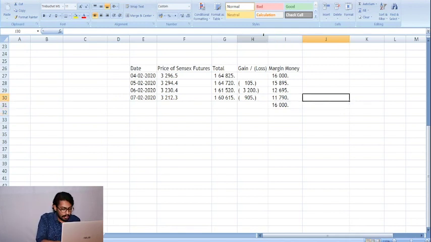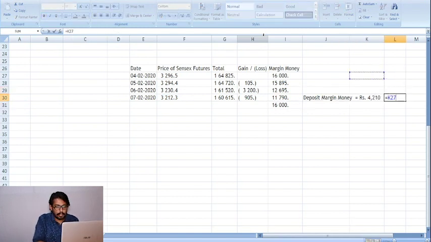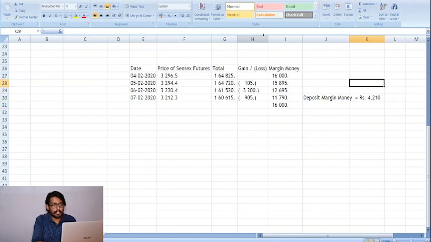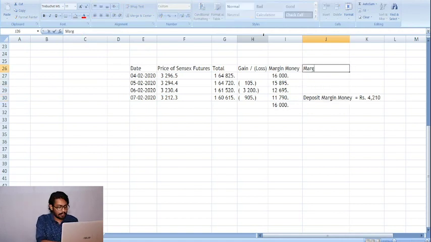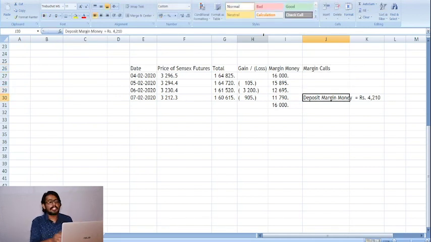By how much? You deposit margin money of rupees 4,210. How do you get 4,210? That is nothing but 16,000 minus 11,790. 4,210, you have to deposit as margin money. You can give the column heading action. So this is a table that shows the daily margin money balances and any additional margin money brought in, if any, the payment on margin calls. You can also call them margin calls. This table will go on till 18th of February. I'm not going to do all of this, I just gave you an idea, just note it down. This is the idea, that is it.